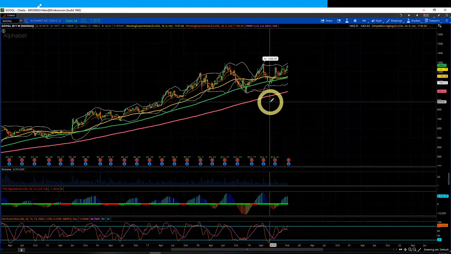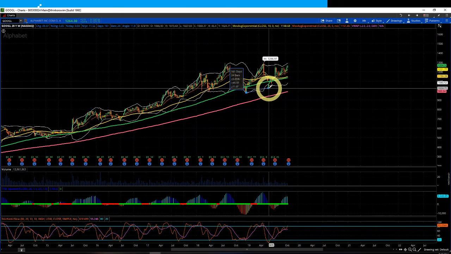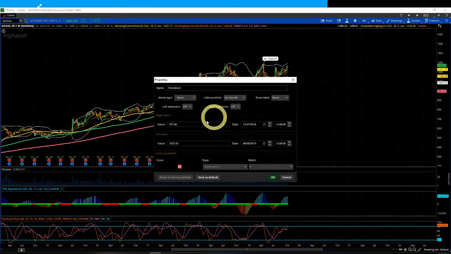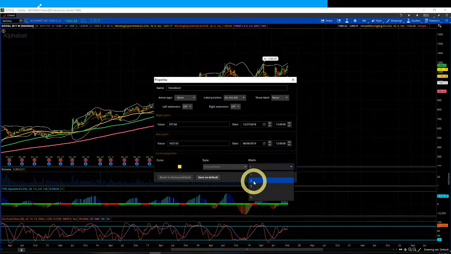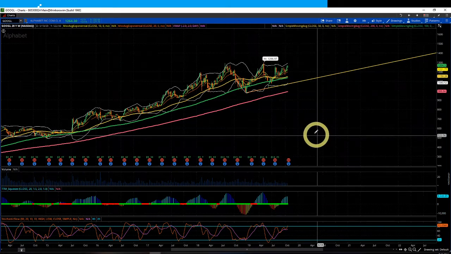If I can get it on there. There we go. Let's just change that over to yellow so everybody can see it. And let's go ahead and extend this out. All right, there we go.